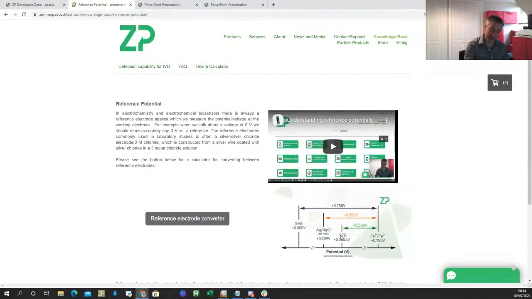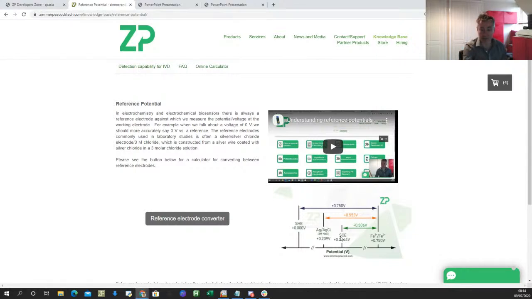So my point is this: with glucose sensors, we have to apply a voltage between the working and reference. That voltage is often 650 millivolts, as you saw in the video, but we don't add the detail. It's 650 millivolts versus the reference. But if you're writing a scientific paper, for example, you should really be saying 650 millivolts versus the reference electrode that you're actually using.